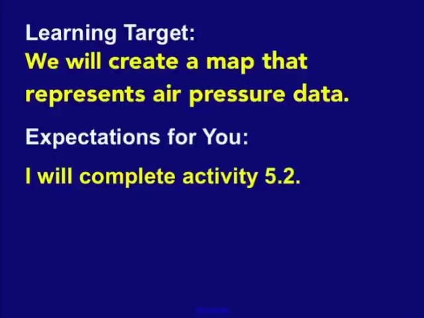Now our learning target today is we're going to create a map that represents air pressure data. In other words, we're going to take air pressure data and we're going to create an isobar map with it. So the expectation before you leave today is that you complete Activity 5.2.